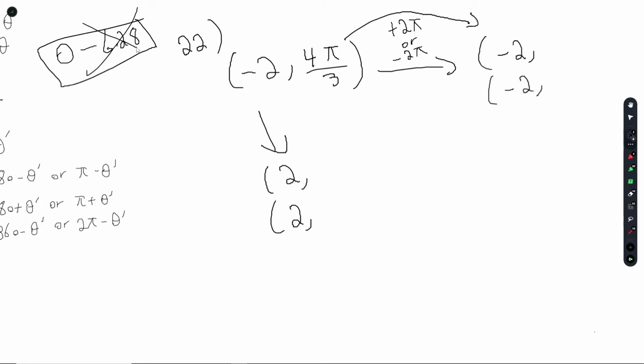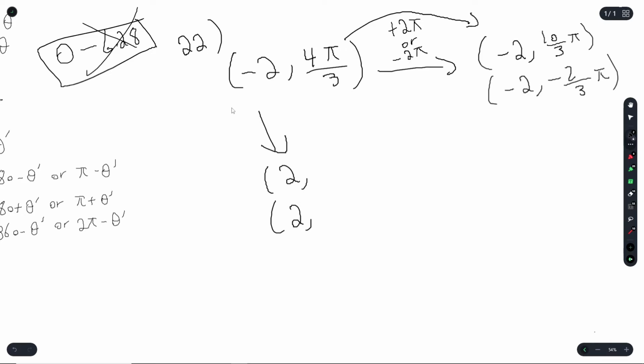So plus 2 pi, it will be 10 over 3 pi, and then minus 2 pi, it will be negative 2 over 3 pi. Okay, so those are the 2 points for the negative r.